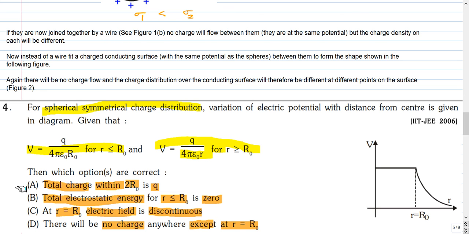Option A, total charge within 2R0 is Q. Option B, total electrostatic energy for R less than or equal to R0 is 0. Option C, at R equal to R0, the electric field is discontinuous. Option D, there will be no charge except at R equal to R0. You can pause the video and attempt this question.